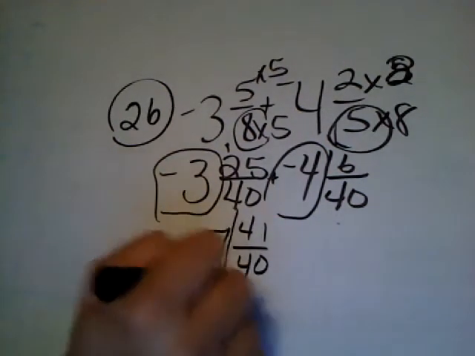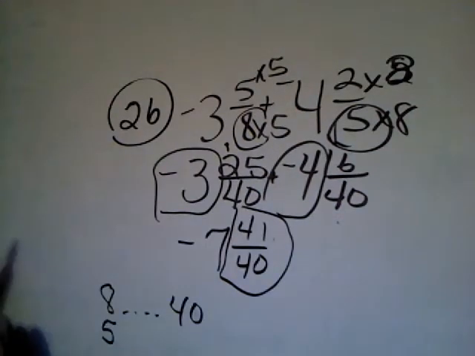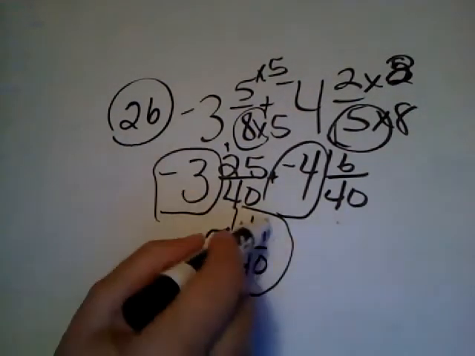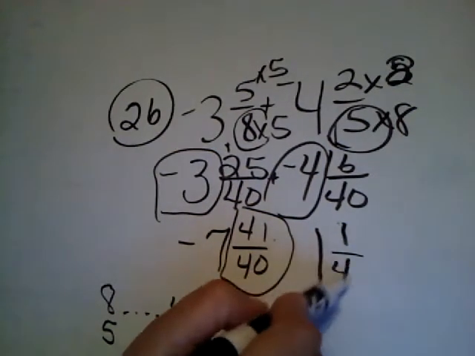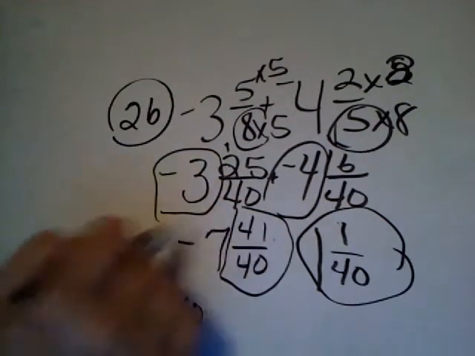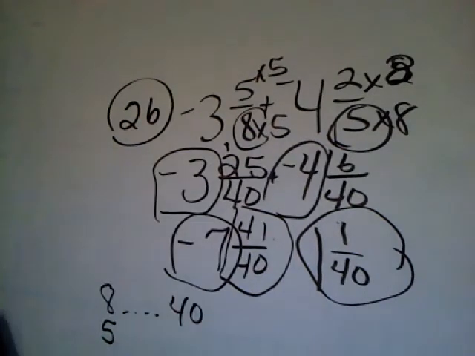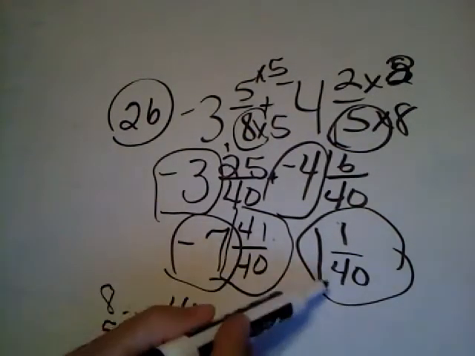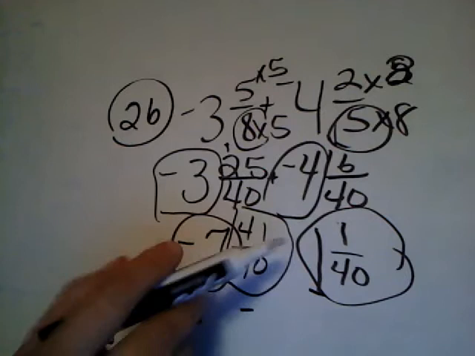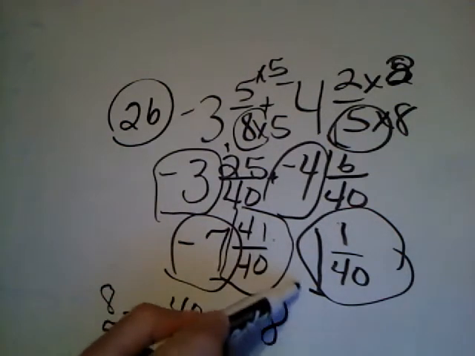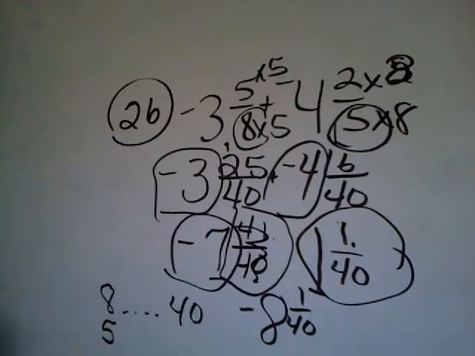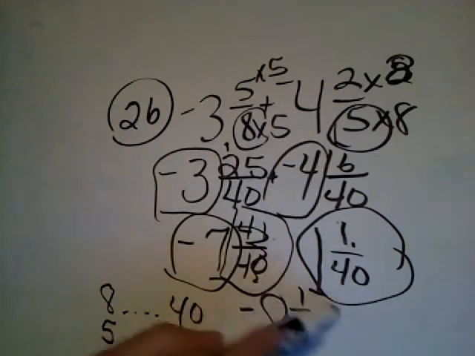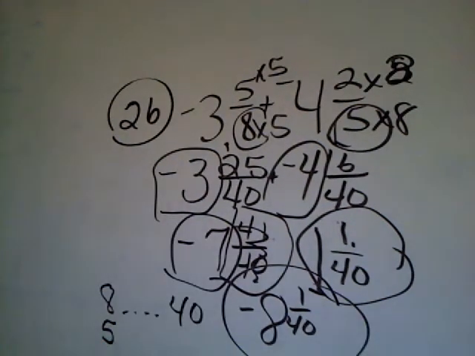I cannot have a numerator that is larger than a denominator. So how many 40s can I get out of 41? 1, with 1 left over. I can't just throw this away, and I can't throw this 7 away. I have to put it together. So 7 and a 1 makes an 8 and 1 over 40. Because this changed to that. Okay, so my ultimate answer is negative 8 and 1/40.